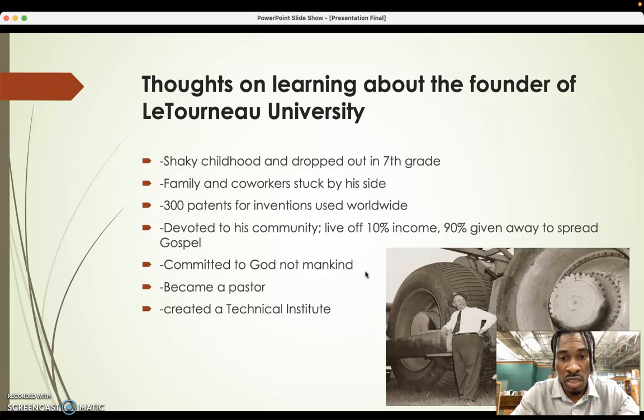He was devoted to his community. Going back to the money, he lived off of 10% of his income. 90% was given away for the purpose of spreading the gospel. He was committed. R.G. LeTourneau was committed to God, not mankind. Additionally, he became a pastor and created a technical institute, which is now LeTourneau University, where I attend today.